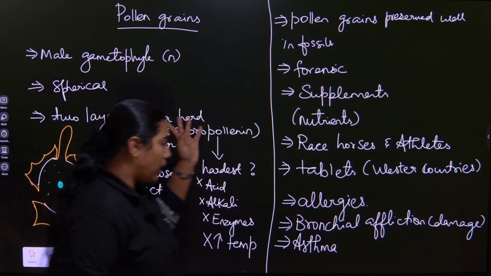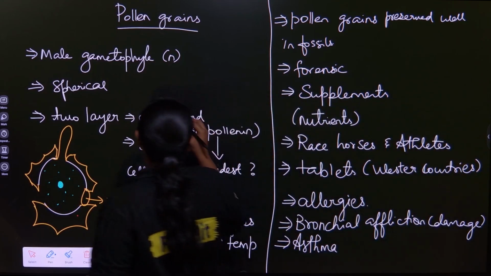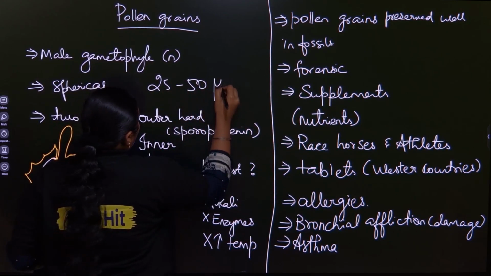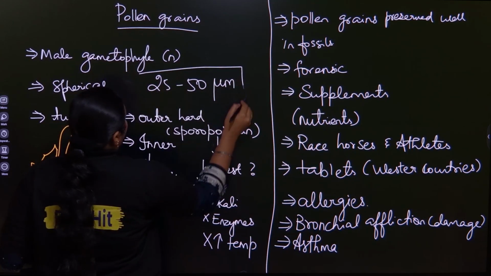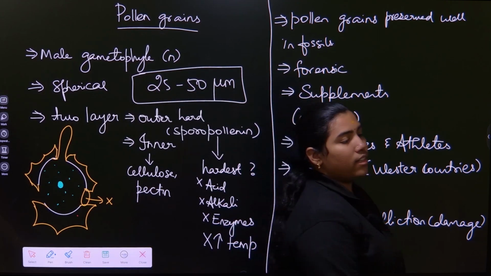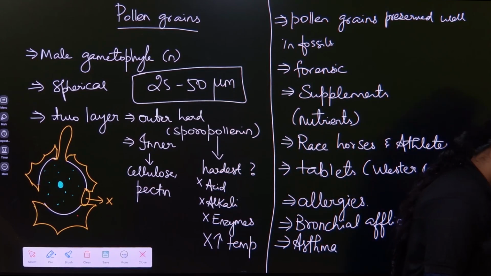So just remember. And one more thing. I think I just missed the size: 25 to 50 micrometer. Remember the size, 25 to 50 micrometer. Pollen grains are very small.